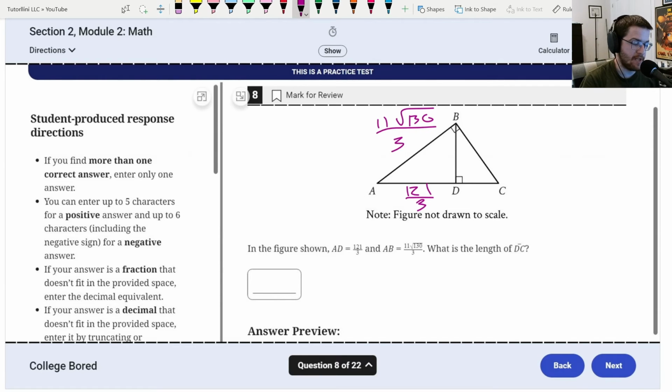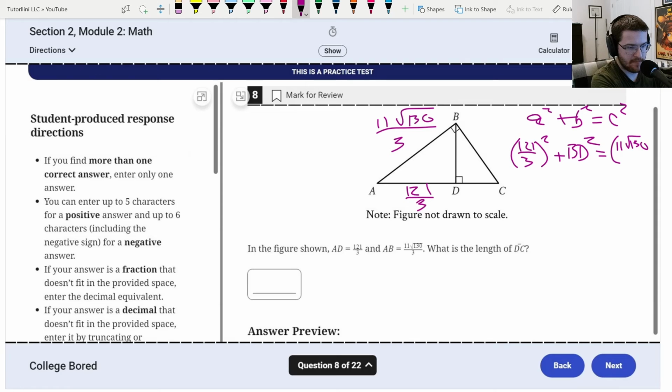Now, there's a bunch of ways to do this problem. For me personally, I think it's going to be easier if I can find this side. And to do that, we can use the Pythagorean theorem, which is on the reference sheet. So a squared plus b squared equals c squared. So that's 121 over 3 in parentheses squared plus BD squared equals 11 root 130 over 3 squared.